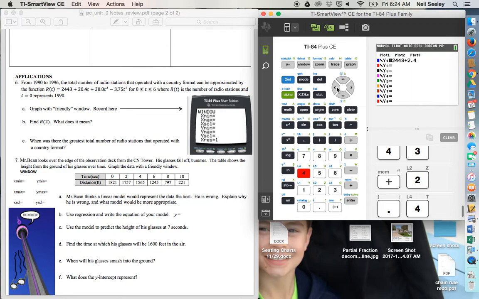We're going to type 2443 plus 20.4, and what you want to put in instead of t is your x. So pardon my typing on this. It's not as helpful to use my calculator on here. It bogs down a little bit. And then plus 20.8 t squared, so hopefully it cooperates. 20.8, and then you can do x squared. Just write along with me. I'll do it in real time.